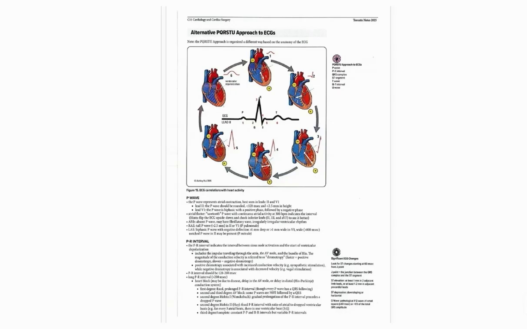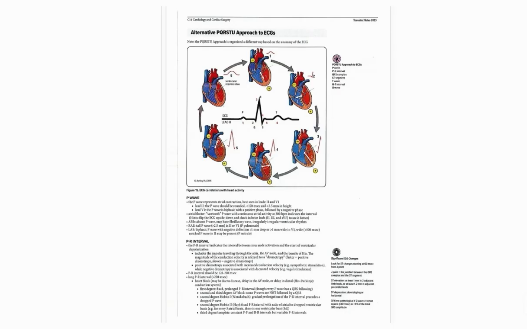Normally, the P wave is rounded and smooth, less than 120 milliseconds in duration, less than 2.5 millimeters in height, best seen in lead 2 and V1. In lead V1, the P wave is normally biphasic, with a small positive portion followed by a negative portion. Several abnormalities can be recognized from the P wave.